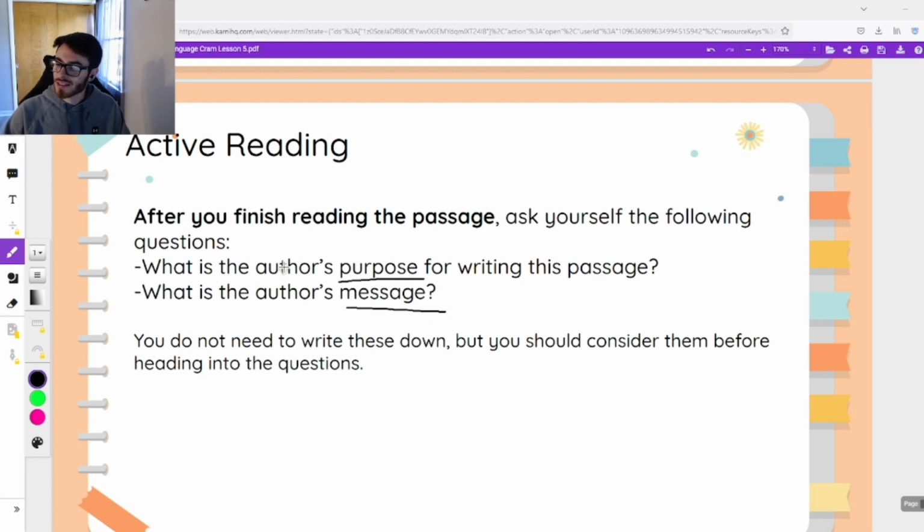You don't need to write these down. Maybe when you're doing practice, it might be beneficial for you to write these down just so you get used to thinking about it. But you should definitely have an idea in mind before you head into the questions, because a lot of the questions kind of revolve around these things, right? The purpose and the message are kind of the most important components of getting the main idea of a passage, or the general point of a passage. So definitely want to think about those before you head into the questions.